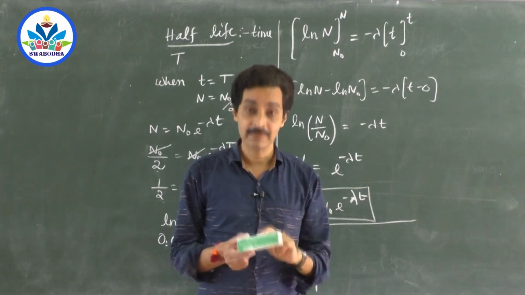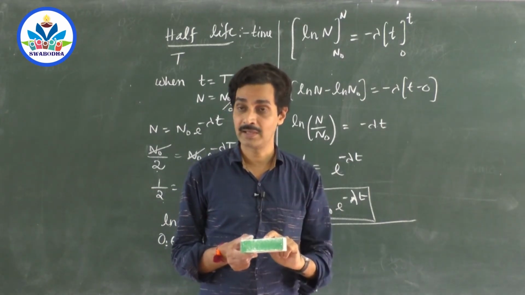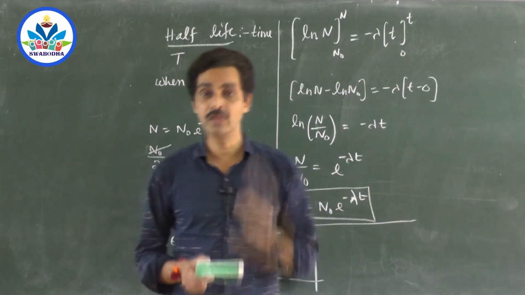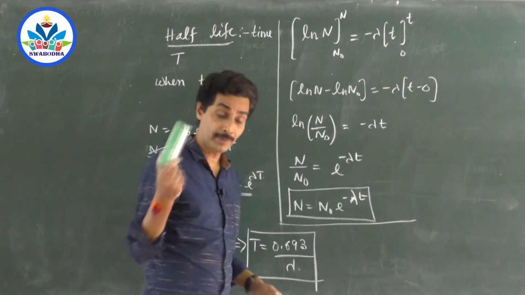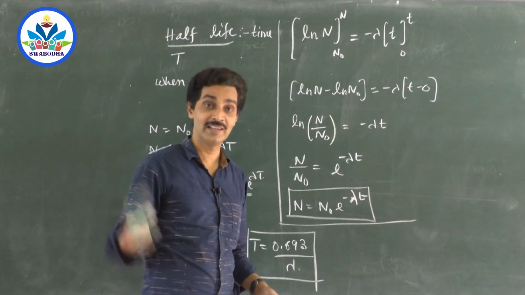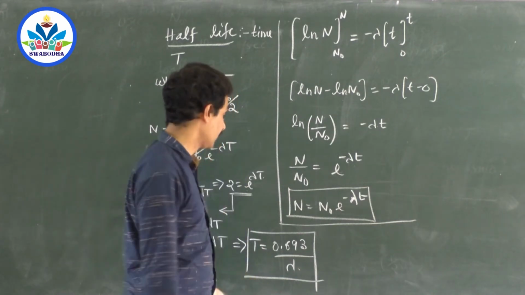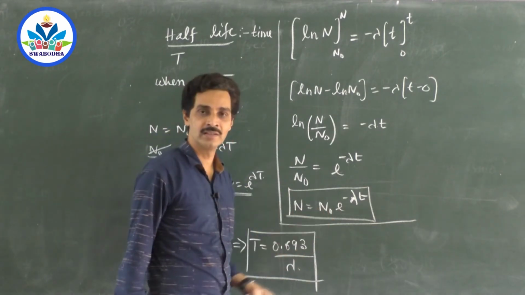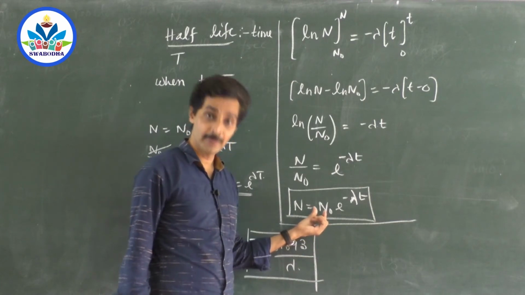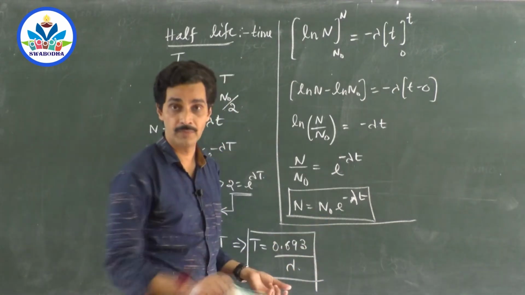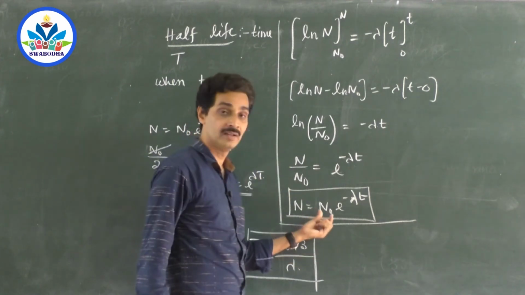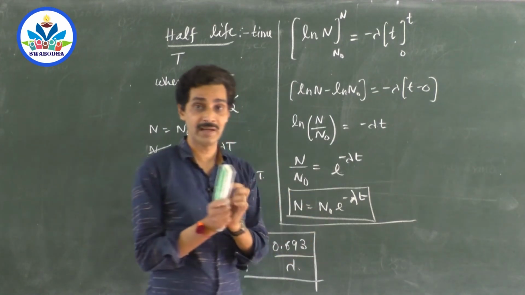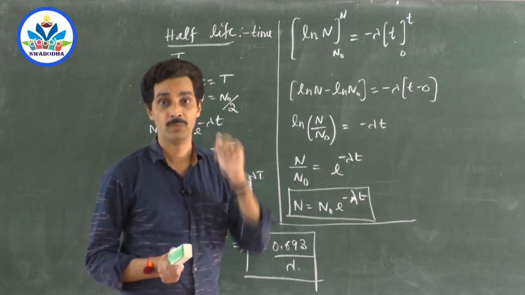Now the activity, or the number of carbon atoms in this sample, has been reduced. So compare it with the living tree or living bone now. What is N and what is N naught? N naught is the number of carbon atoms in the living tree now. This was also a living tree once upon a time. Compare it with N naught. Now N is the number of carbon atoms in this wooden piece now.